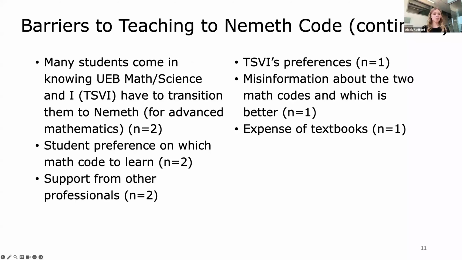This one came up again. Other barriers being support from other professionals, TVI preferences, misinformation about the 2 Braille codes and which one is better, and then the expense of textbooks. So overall, we had a wide range of TVI experiences and feelings of what prohibits them from using one code or the other.